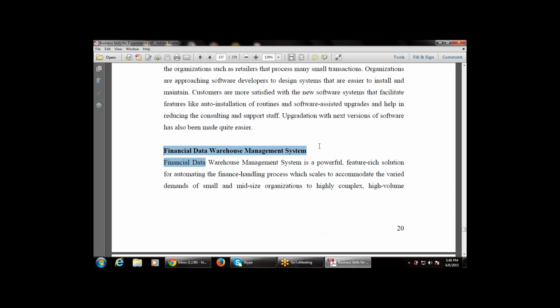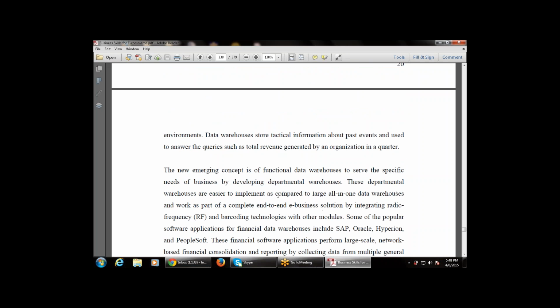Next is the financial data warehouse management system. This is one of the powerful solutions for automating the finance handling process, whenever any user or manager wants to automate the financial processes. Financial processes means everything related to finance and accounts. This is software used as a powerful solution to automate the finance handling process, with scale to accommodate the varied demand of small and mid-sized organizations.